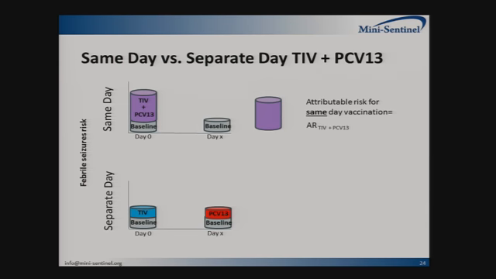that I described earlier. And in this hypothetical example, the attributable risk for separate day vaccination is represented by stacking the red cylinder on top of the blue cylinder. And we calculated the attributable risk for separate day vaccination by summing the attributable risk for TIV without concomitant PCV13 plus the attributable risk for PCV13 without concomitant TIV. We then assessed whether the attributable risk for same-day vaccination was equal to the attributable risk for separate-day vaccination.